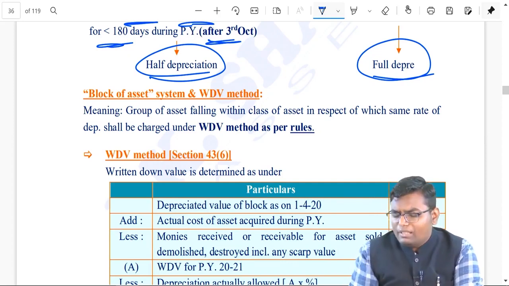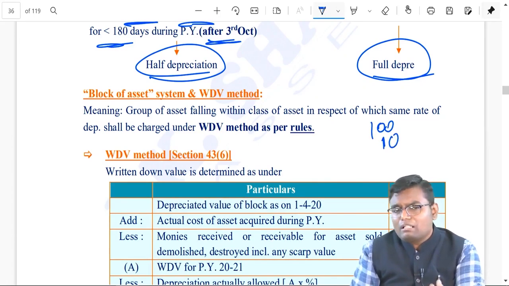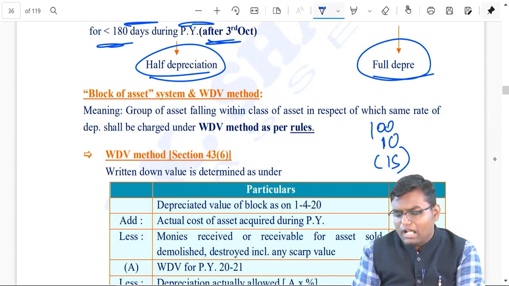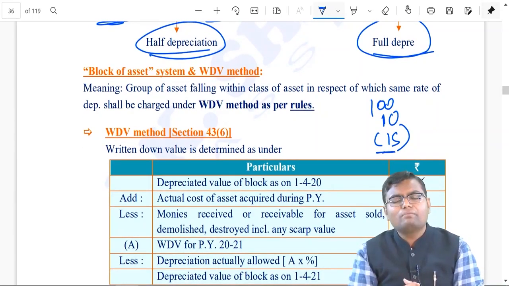So let's say I have purchased, my opening WDV is 100. I have purchased two assets worth rupees 10. I have sold some of the asset for rupees 15. How much is the original cost of those sold assets? I never mind that in income tax. I just have to consider the sale value.